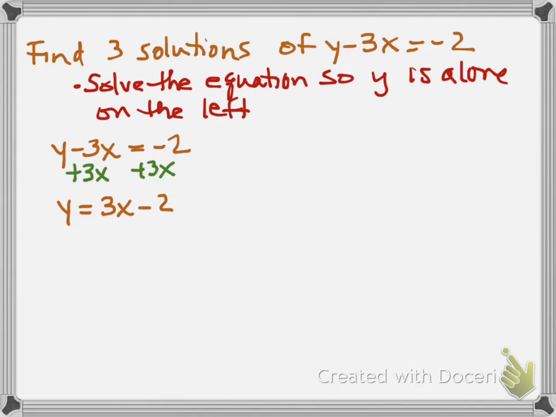Okay? Personally, I'm going to pick the easiest numbers to work with. So outside of 0, what are the next easiest numbers to work with? Miles? 1 and negative 1? Yeah, 1 and negative 1. Now, this is just a suggestion.